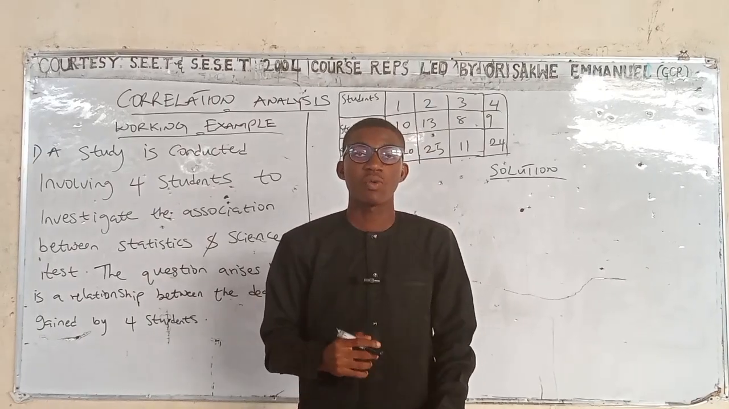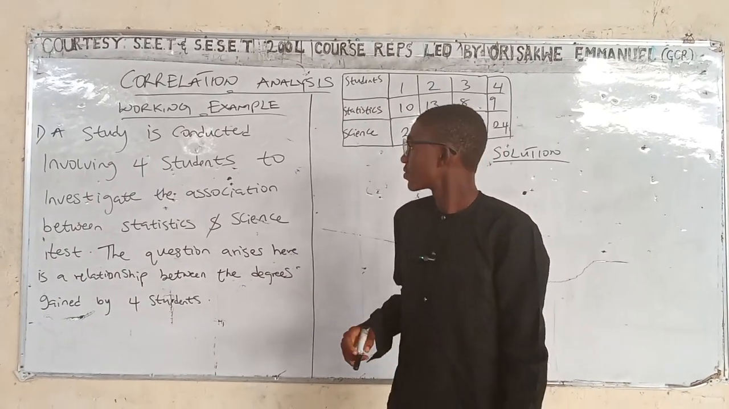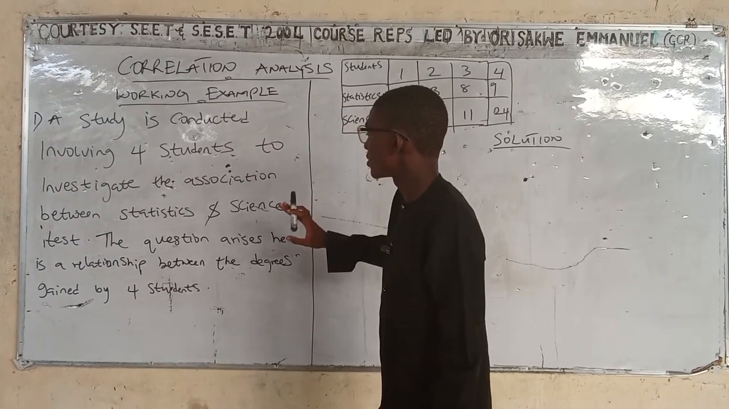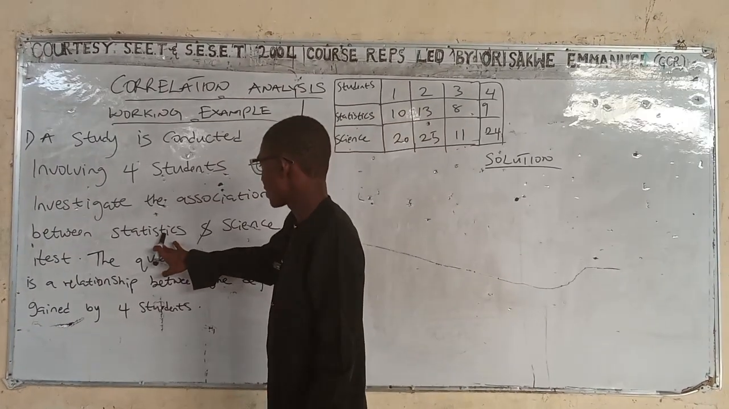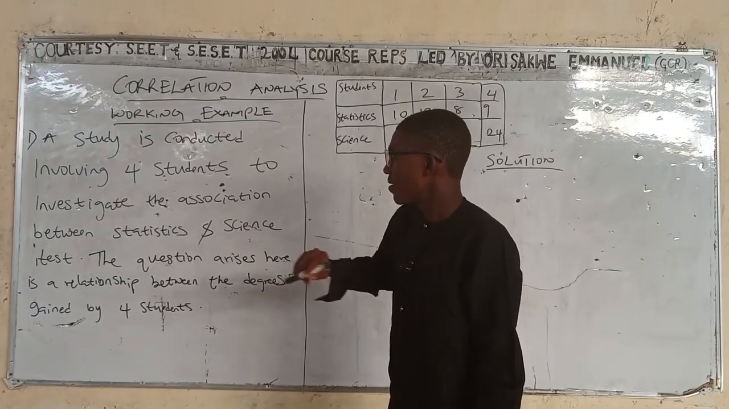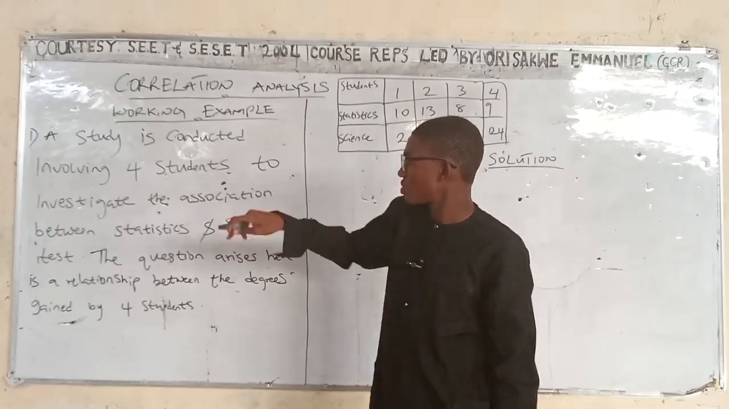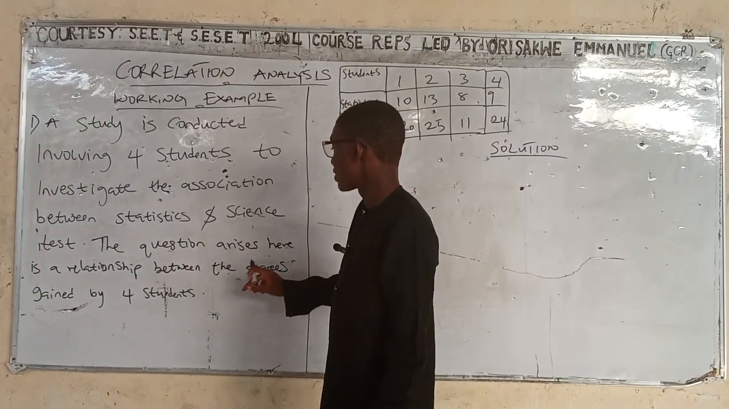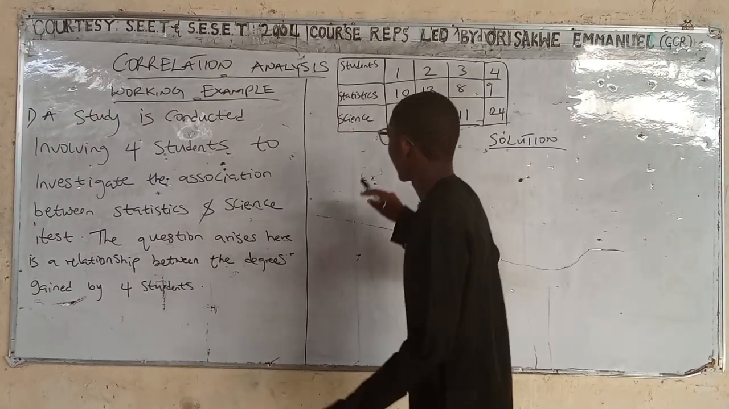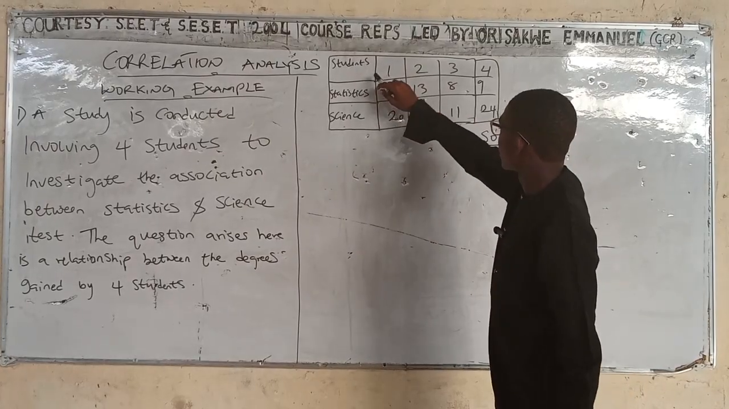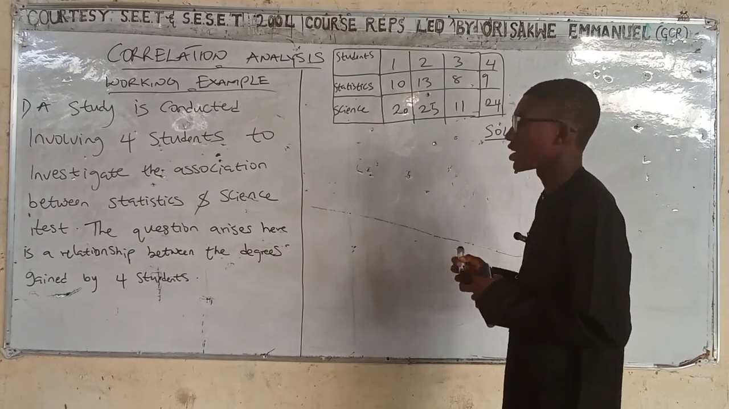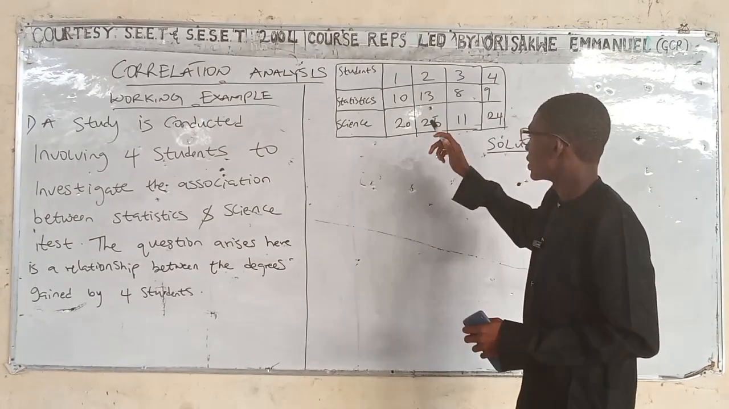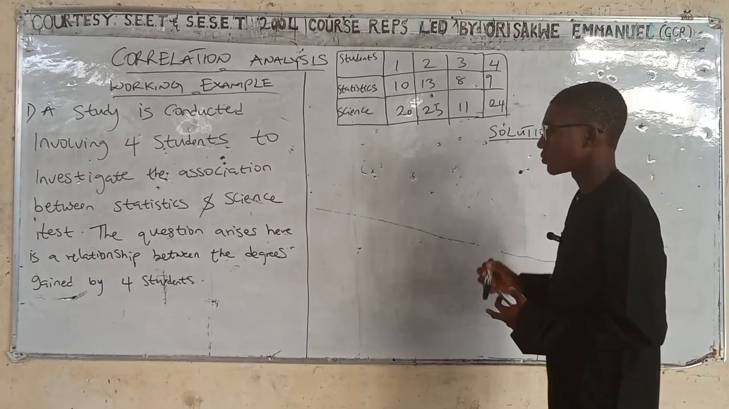So now we have a question here. Let's solve it together. The question says a study is conducted involving 4 students to investigate the association between statistics and science tests. The first data given is our x variable and the second one is our y variable. The question is about the relationship between the scores gained by the 4 students. Students 1, 2, 3, 4; statistics, which is our x variable: 10, 13, 8, and 9; science, which is our y variable: 20, 25, 11, and 24.